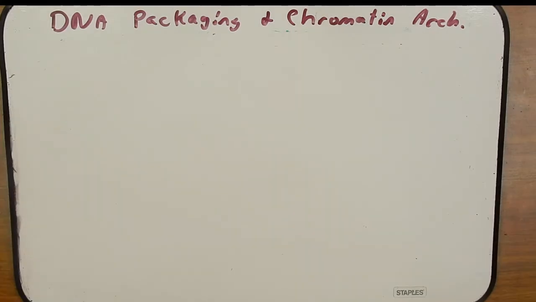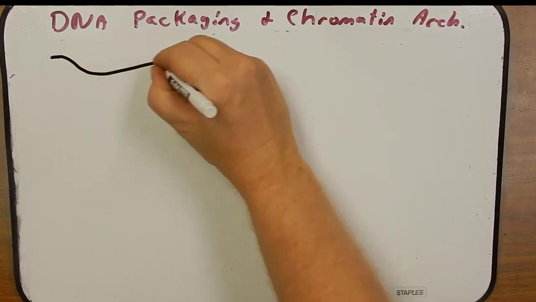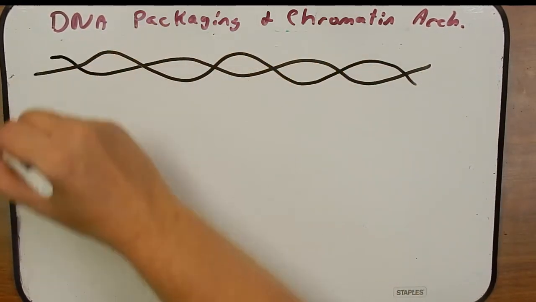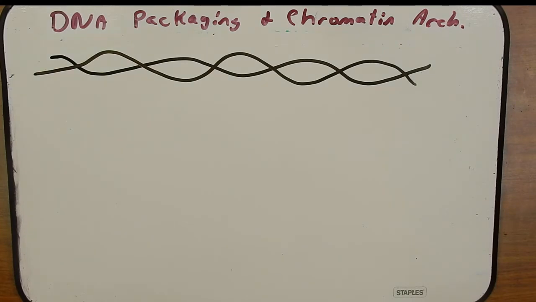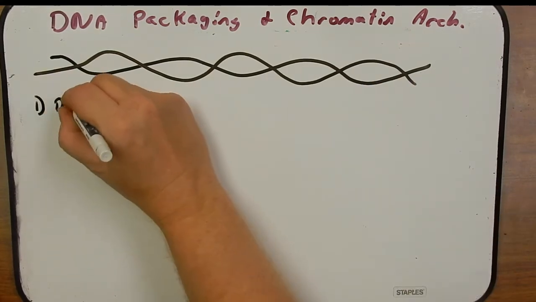Let's begin this discussion by talking about chromatin. And I'll just draw it here, at least at first, as a DNA molecule. So the first component of chromatin is DNA.